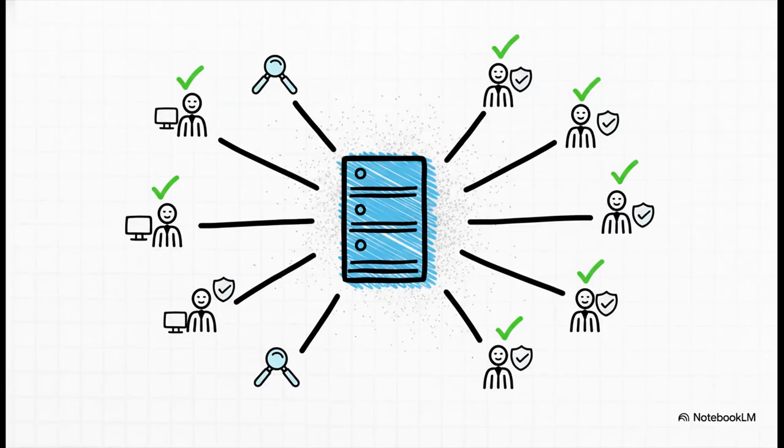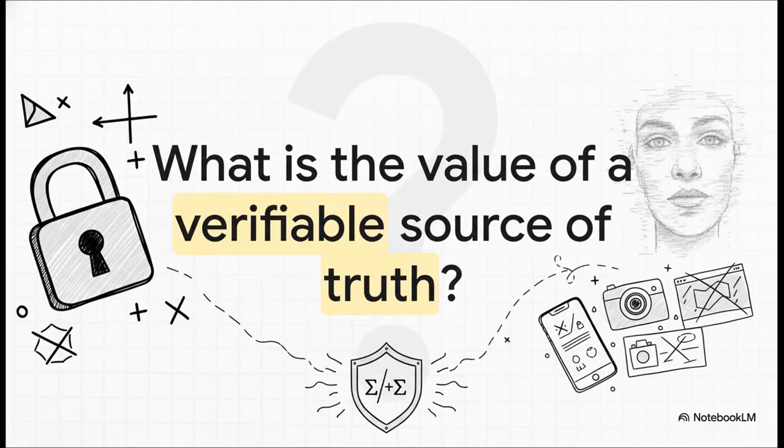So really, if you remember one thing, it's this. The entire point of this architecture is to get away from the just trust me model. It replaces that fragile idea of trust with something much, much stronger. The ability for anyone or any machine to independently verify the truth for themselves. And that kind of brings us to a really big question, especially right now. As our digital world gets more and more crowded with convincing AI fakes and manipulated content, what is the real value of a system that can give us a mathematically verifiable source of truth? It's definitely something to think about.